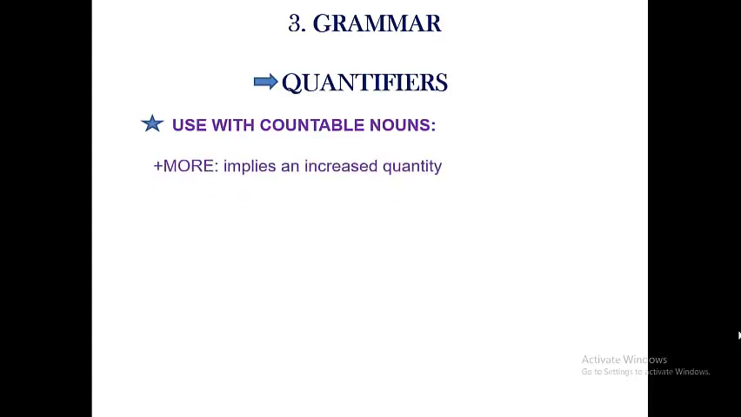There are four main quantifiers. The first one is more. More implies an increased quantity. For example, you can say, I want to learn more lessons. That means only one lesson is not enough for you, and you want more lessons to practice.